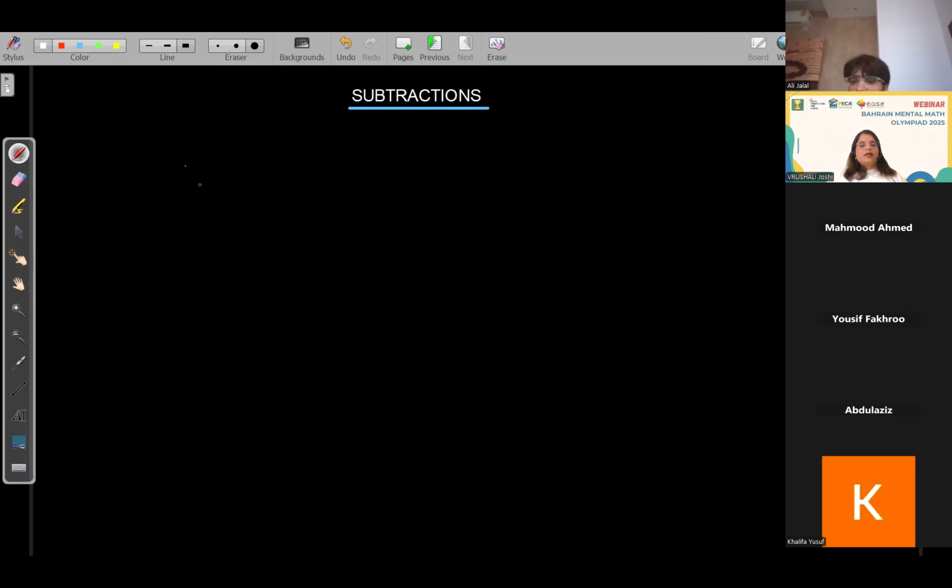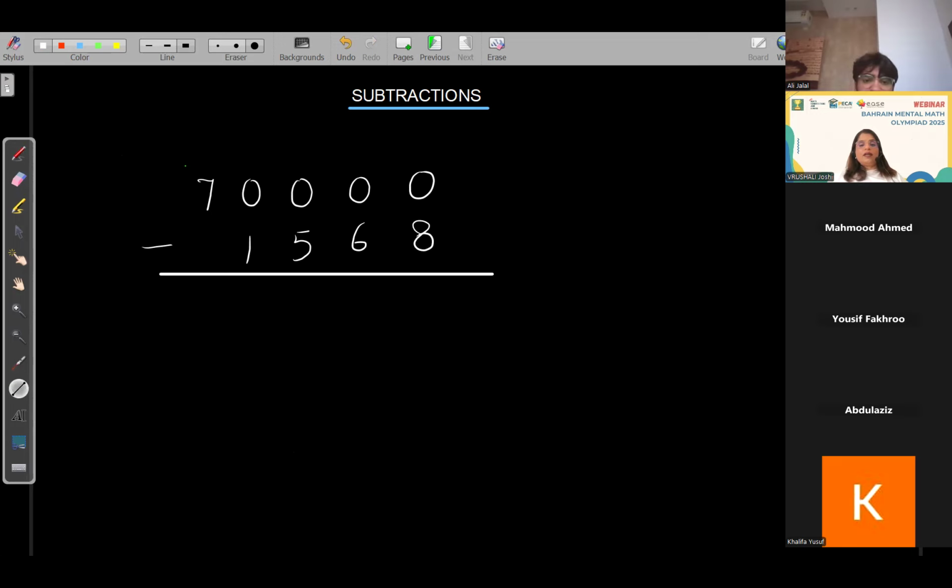Okay, let's take 70,000 minus 1,568. Now do it from right to left and do it mentally. Remember, 1 less than 7 is 6. For these numbers, you have to see a combination of 9. So that's an 8, a 4, a 3, and then a 2.